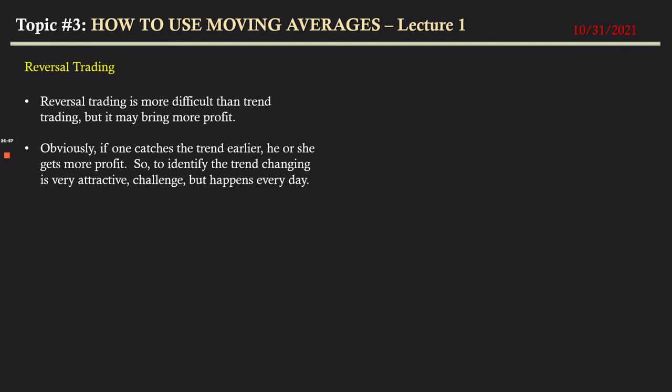Let's talk about reversal trading. Reversal trading is more difficult than trend trading, but it brings more profit. Say if you get in early, you know it's reversing, then you catch the low price on the ups, and if you go short, you get the high price when you begin to short. See, it's kind of attractive, but it happens every day because you want to guess the trend changing.